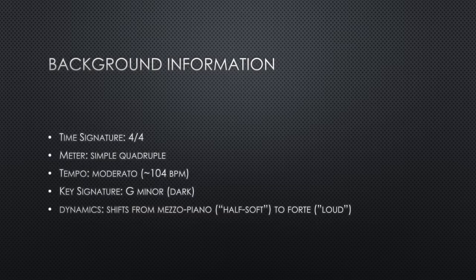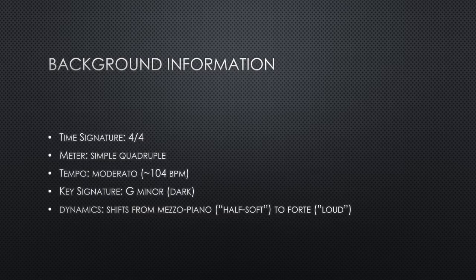The time signature of the piece is common time, also known as 4/4. The meter, because it is 4/4, is known as simple quadruple. The tempo is moderato with approximately 104 beats per minute. The key signature stays consistent throughout, staying as G minor. Because it is minor, it gives that dark, gloomy feel in order to represent the Empire, the bad guys, and Darth Vader.